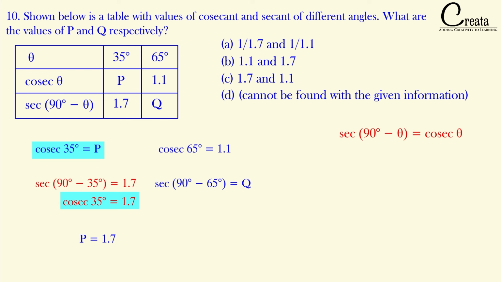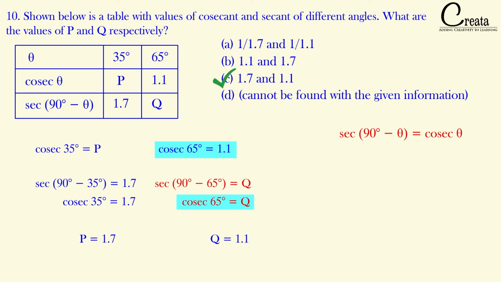Let's find the value of Q. Here sec (90 minus 65) is given as equal to Q. And just now we have seen sec (90 minus theta) is cosec theta. So sec (90 minus 65 degree) will be equal to cosec 65 degree. And if we compare these two equations, we got Q is equal to 1.1. We got the value of P as 1.7. We got the value of Q as 1.1. So we got the answer of this question as C. P is equal to 1.7 and Q is equal to 1.1.